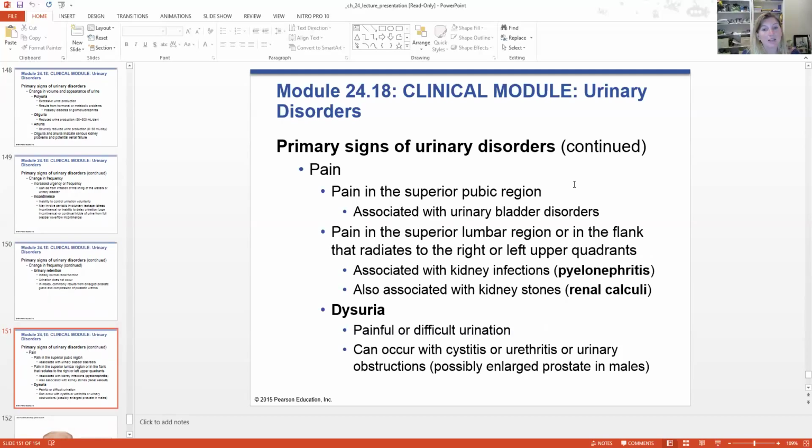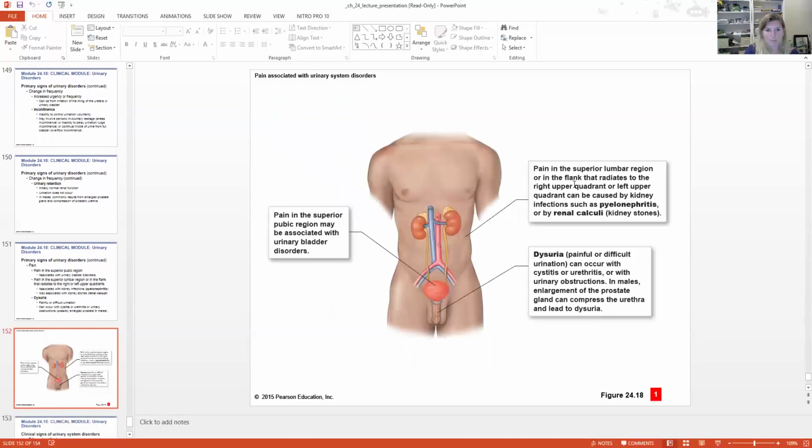There could be pain in the superior pubic region that could be associated with any urinary bladder disorders, or pain in the upper lumbar region could indicate something going on with your kidneys. So you have to pay attention to where those pains are coming from. Dysuria is painful or difficult urination. This can occur with cystitis or urethritis or any urinary obstructions like an enlarged prostate. So this is just looking at where that pain may be and what could be causing it.